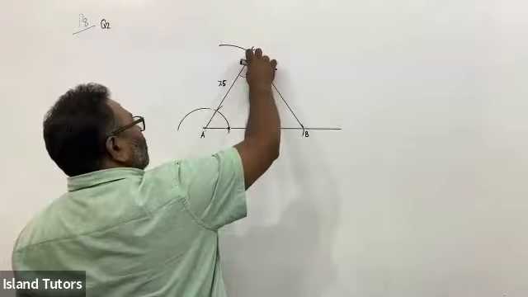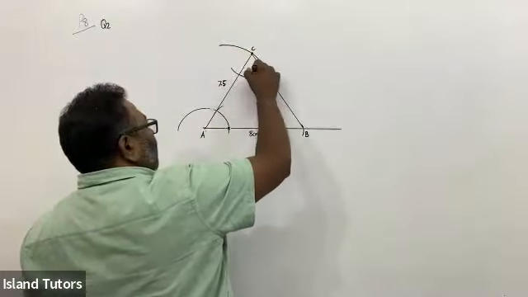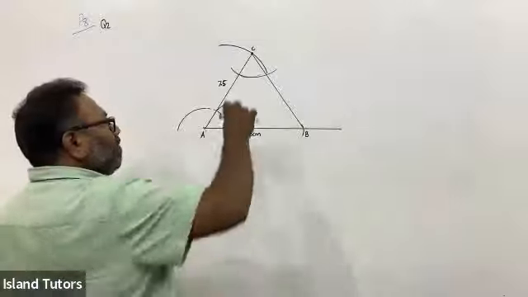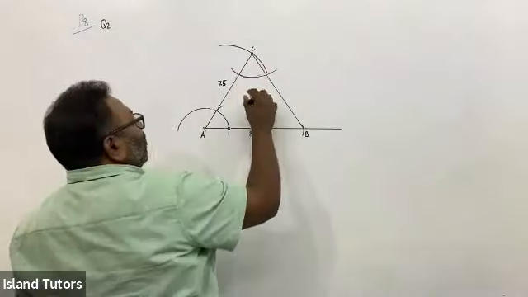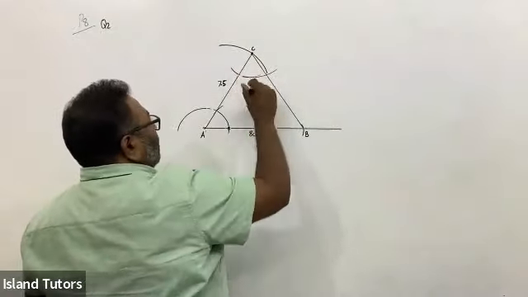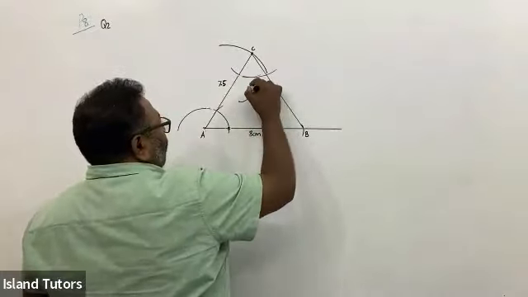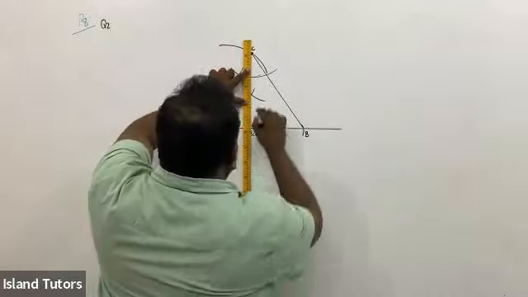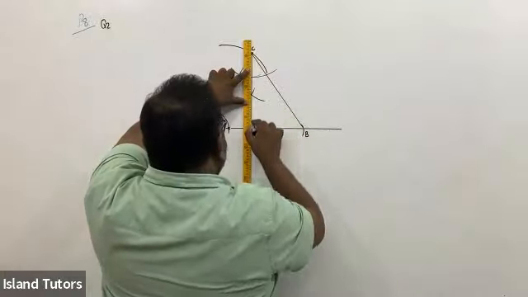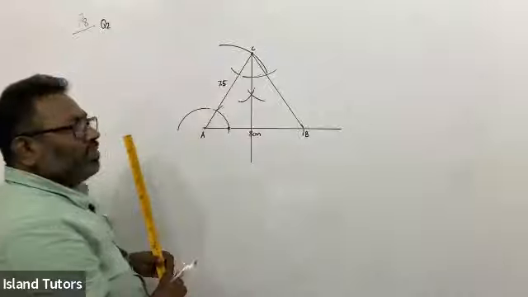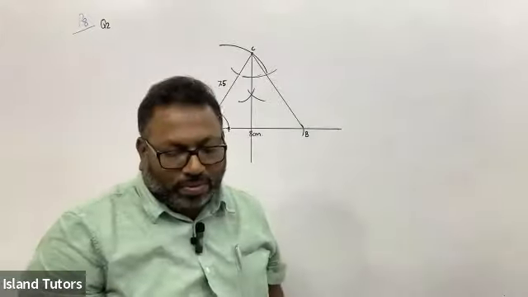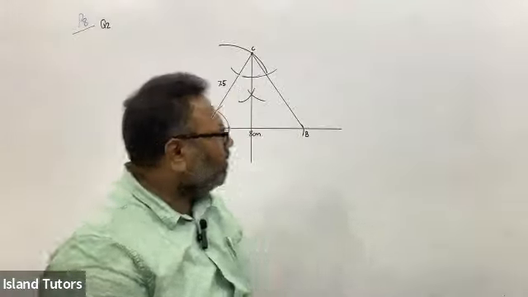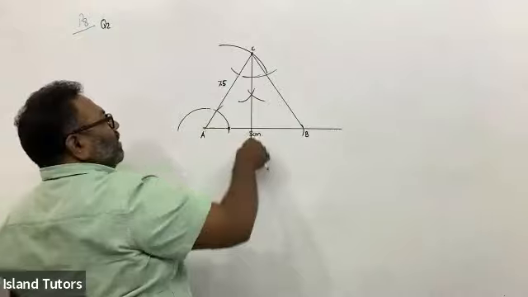Take a compass, keep it on C, and draw an arc like this. Right? Then keeping that same radius, you can draw here like this, and over here, and then draw a bisector, right, of ACB. Mark the point D on the side BC. So this is the angle bisector.